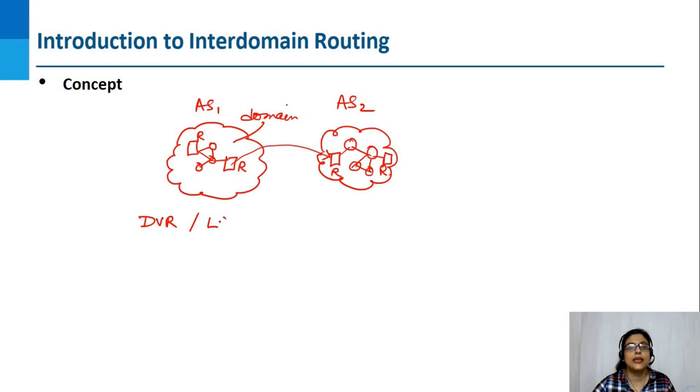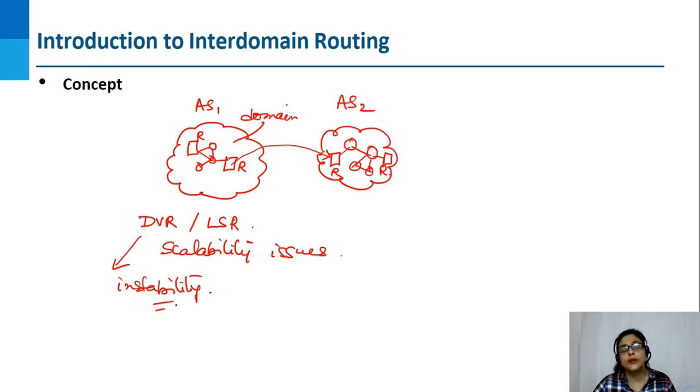Now, in previous videos, we have learned about intradomain routing, where we have learned about distance vector routing and link state routing. Both of these are intradomain routing and they cannot be used for interdomain routing because of scalability issues. Distance vector routing, if you recall, suffers from instability. Instability occurs if there are more than a few hops in the domain.